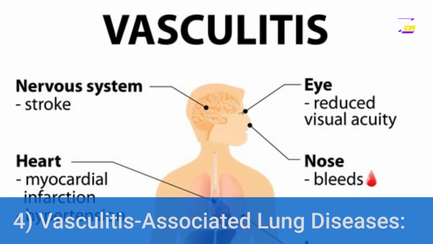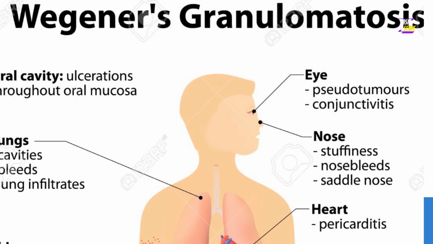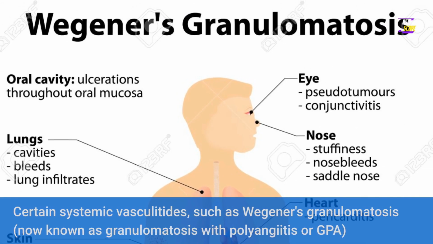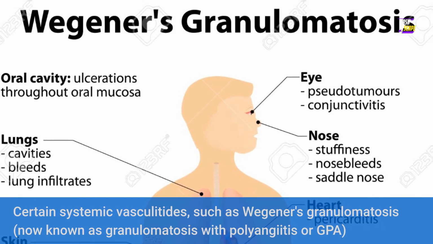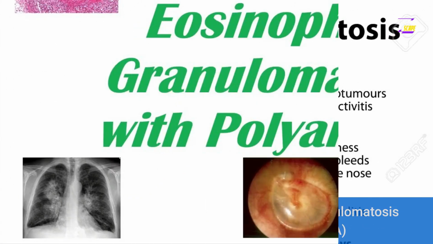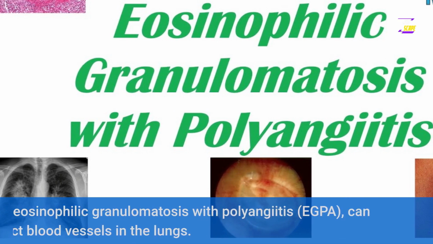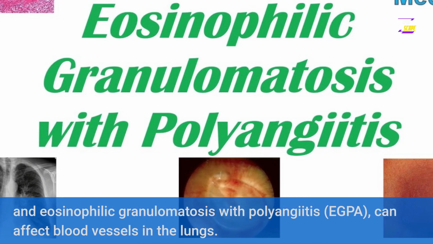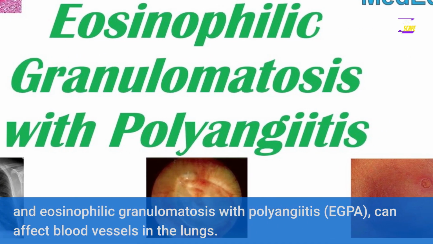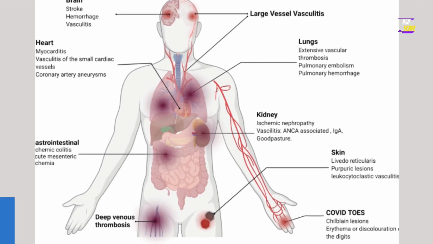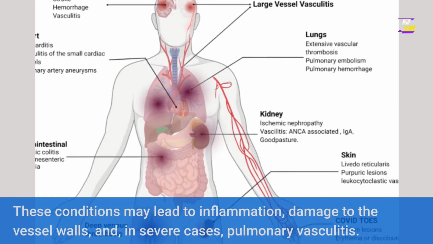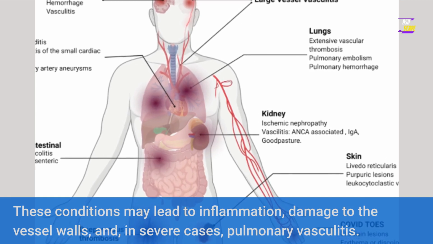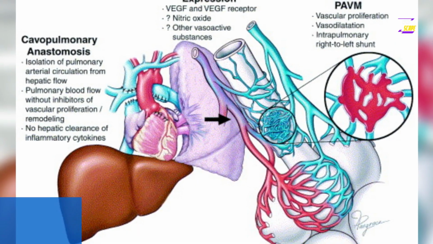4. Vasculitis-associated lung diseases. Certain systemic vasculitides, such as Wegener's granulomatosis, now known as granulomatosis with polyangiitis or GPA, and eosinophilic granulomatosis with polyangiitis, EGPA, can affect blood vessels in the lungs. These conditions may lead to inflammation, damage to the vessel walls, and, in severe cases, pulmonary vasculitis.